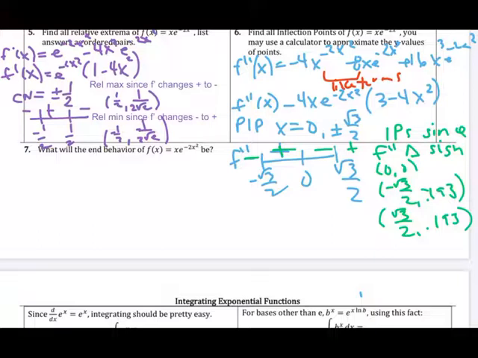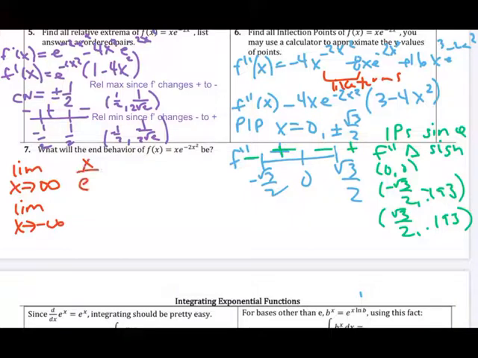And then the last question before we get into something new is the end behavior. This is just recapping, reminding you that when you're thinking about the end behavior, you can look at the limit as x approaches infinity and the limit as x approaches negative infinity.